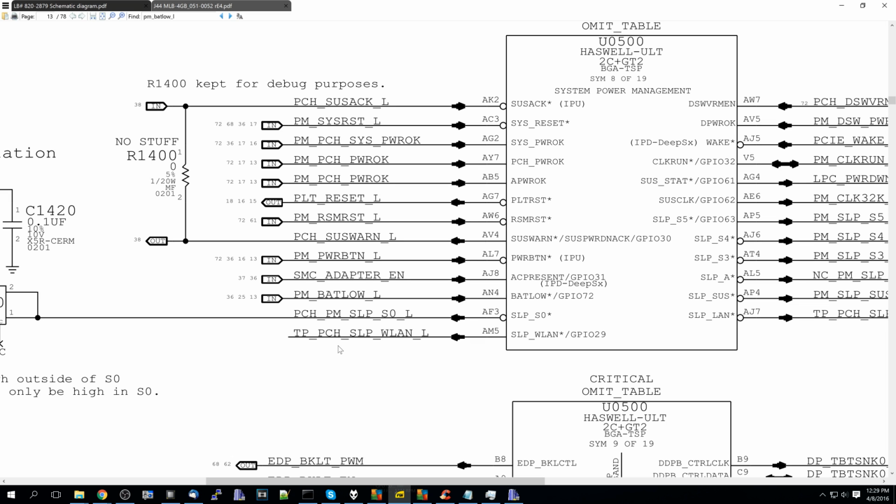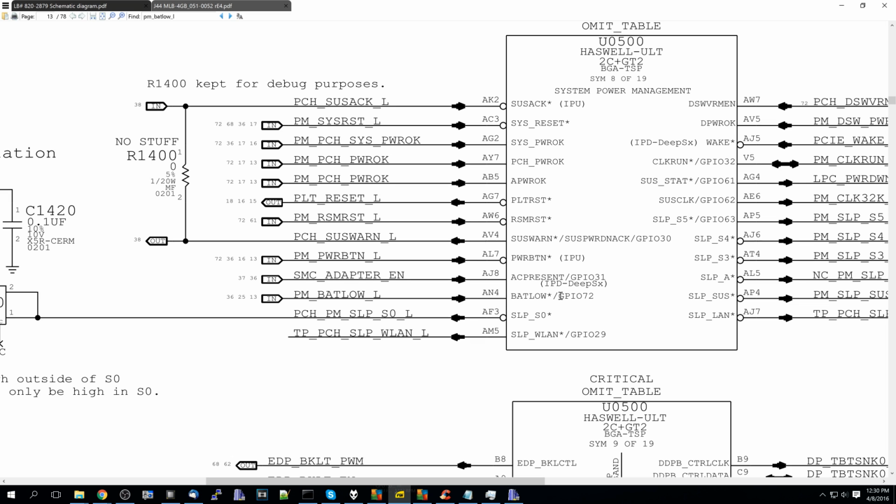The way this works, remember again, when you see underscore L, that means that this signal is asserted when it is low. So this chip over here, the system power management chip, if it sees 0 volts at the bat low signal, because of this underscore L that stands for low, it's going to assume that the battery is low. So as long as you have an underscore L, that means at 0 volts, the signal is asserted.